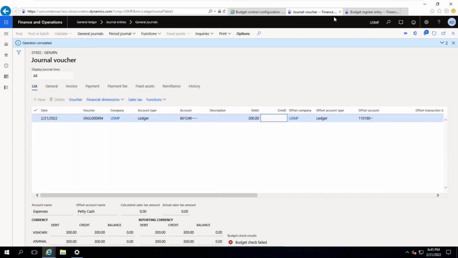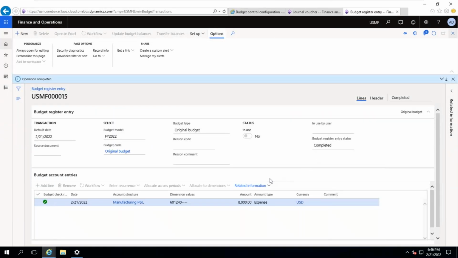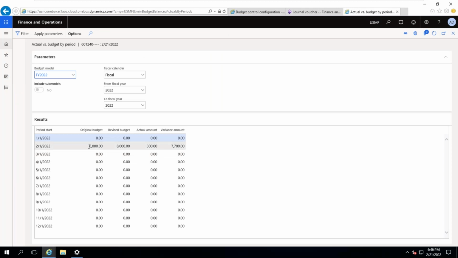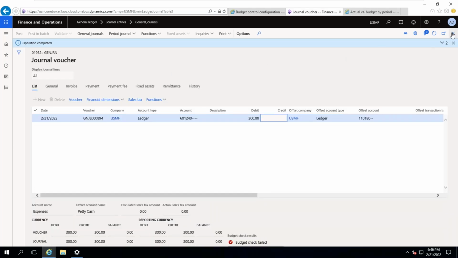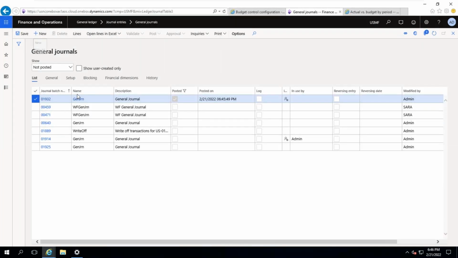Now if you go to the budget register entries, related information, actual versus budgets, it will show you 8,000 is the amount, the actual amount 300 you have posted, and the remaining amount 7,700. Okay, now I'm trying to post one more transaction.